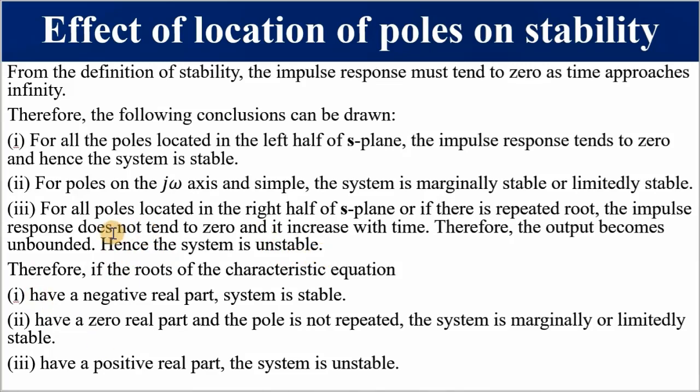Therefore, we know that the stability of the system is determined by pole location. If the roots of the equation have a negative real part, the system is stable. If they have a 0 real part and the pole is not repeated, it is marginally stable, or it is of limited stability. If they have, please take note of this important point, a positive real part, the system is said to be unstable.